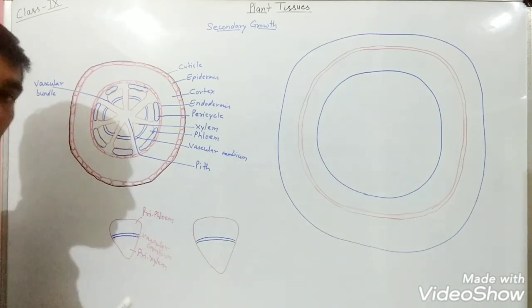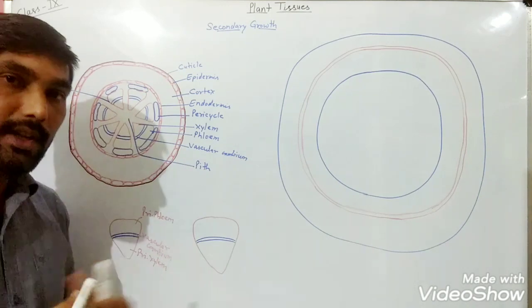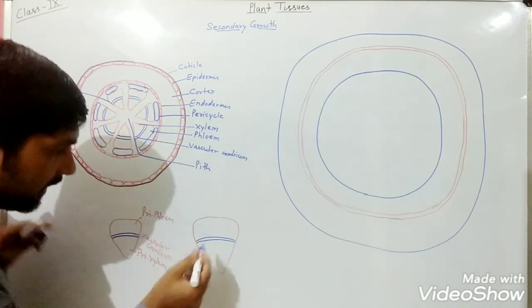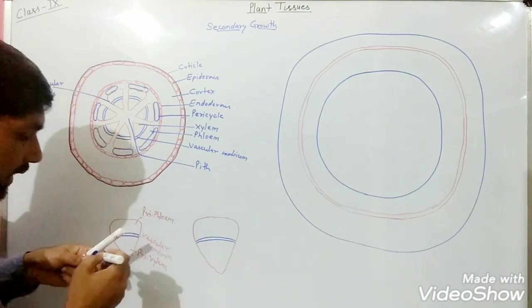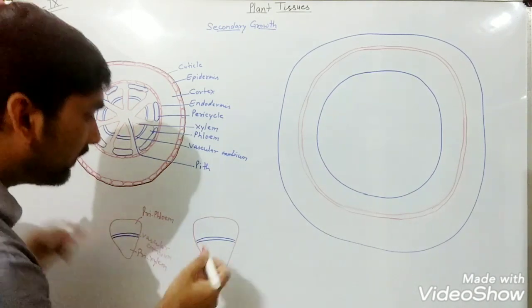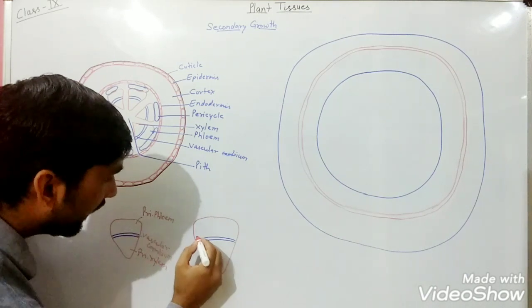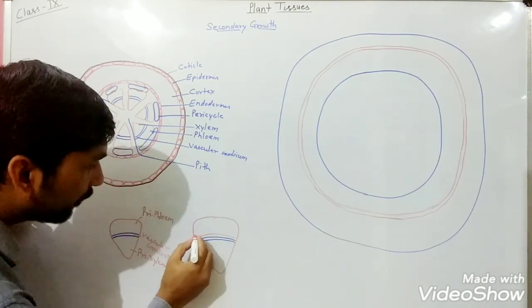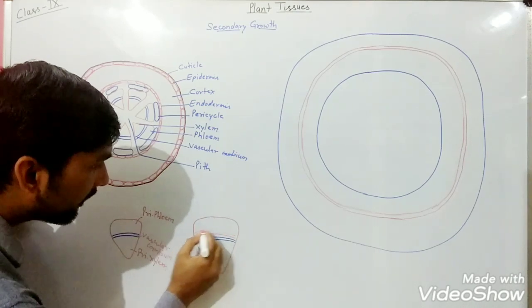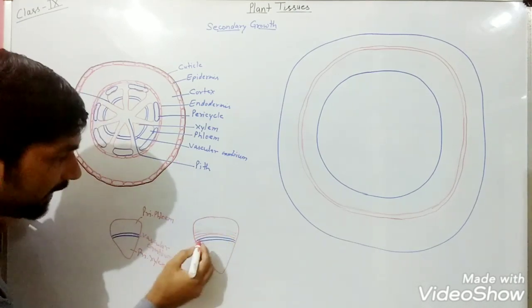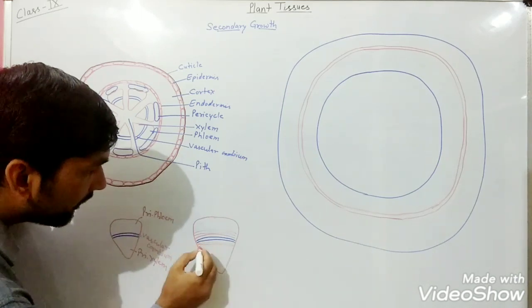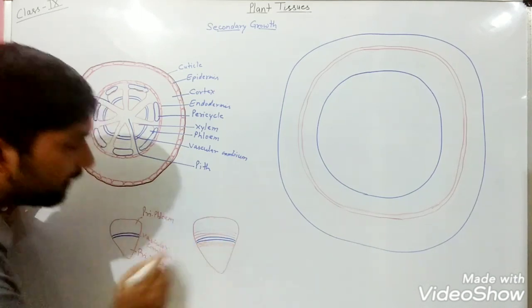So you know the lateral meristem's function is to divide and provide new cells. This vascular cambium is going to provide new cells on both sides. Here it will create new cells just above it, and below this cambium some cells will also be formed. So on both sides.